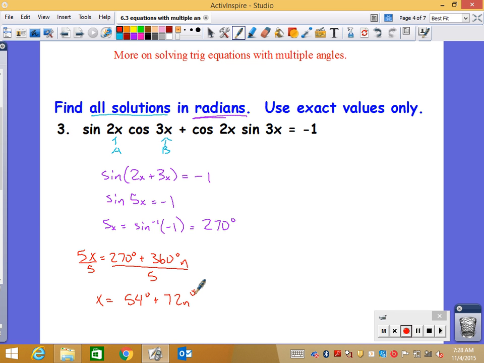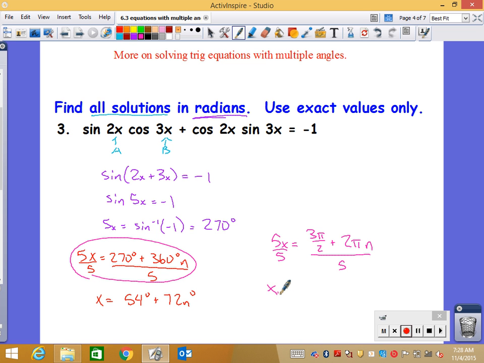But now I want to talk about it in terms of radians, because radians is what my problem is asking for. So if I were to rewrite this part right here as radians, I would end up getting 5x is equal to, well, 270 degrees is 3 pi over 2 plus 360 degrees is 2 pi, and I just tack on my n at the end of that. So 5x is equal to 3 pi over 2 plus 2 pi n. And now, again, I just divide everything by 5.